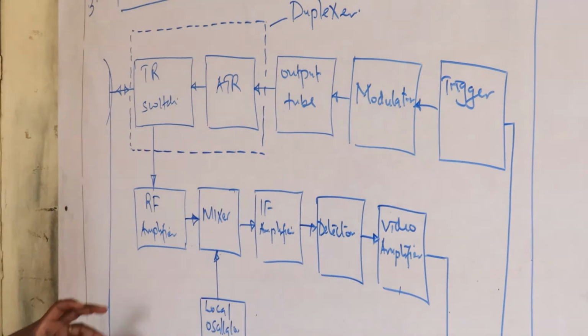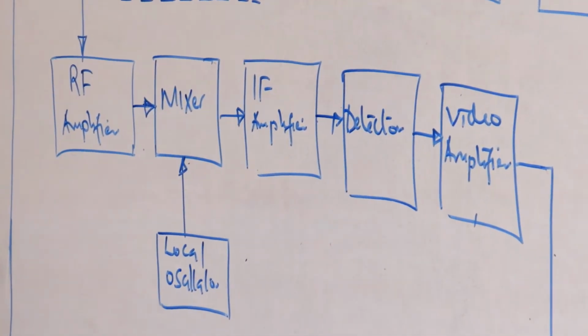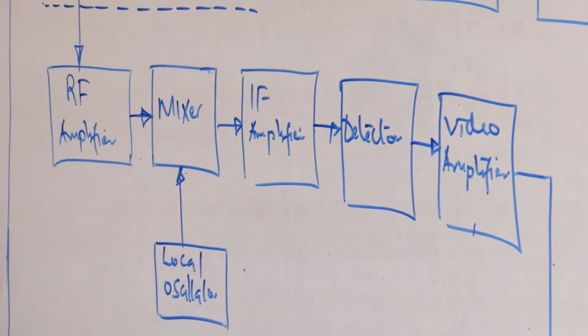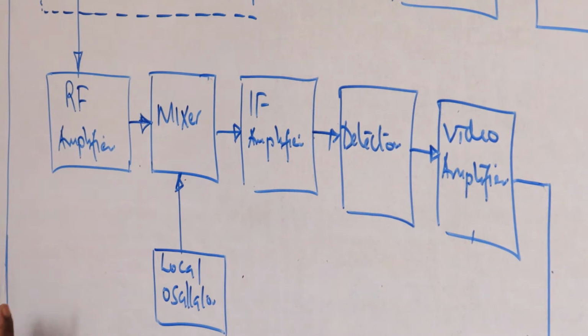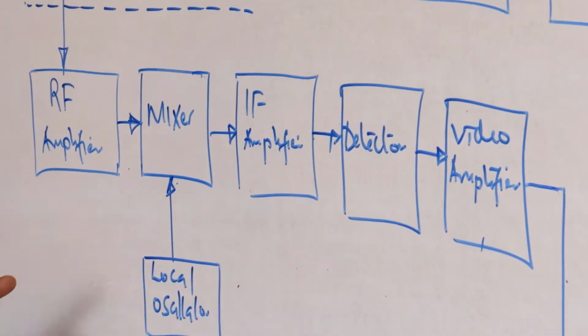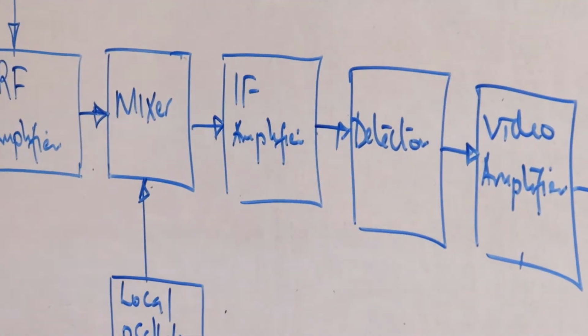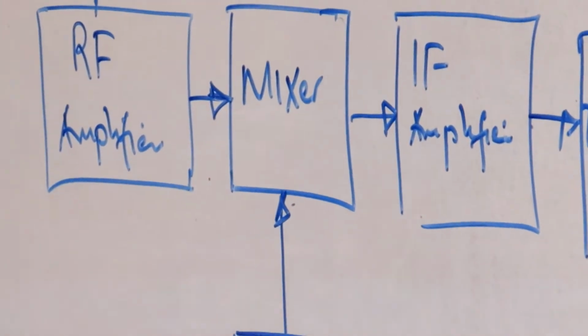Equally, the RF amplifier will be connected because the duplexer is able to connect the transmitter and the receiver at different times. So the RF amplifier will be connected at appropriate times, and the output of the IF amplifier will be amplified, detected and video amplified before we connect to the indicator.